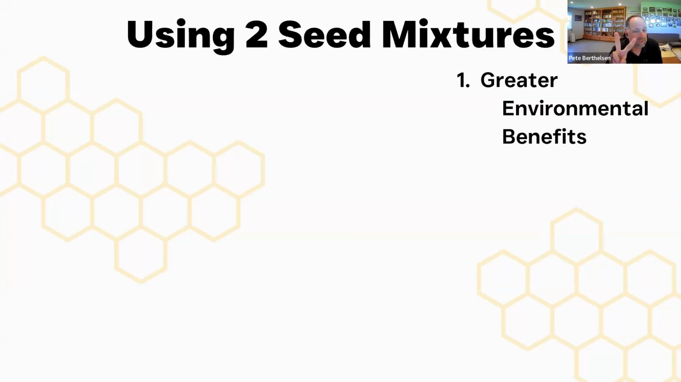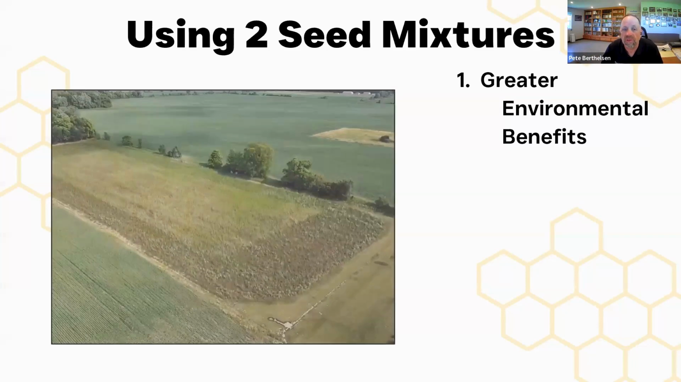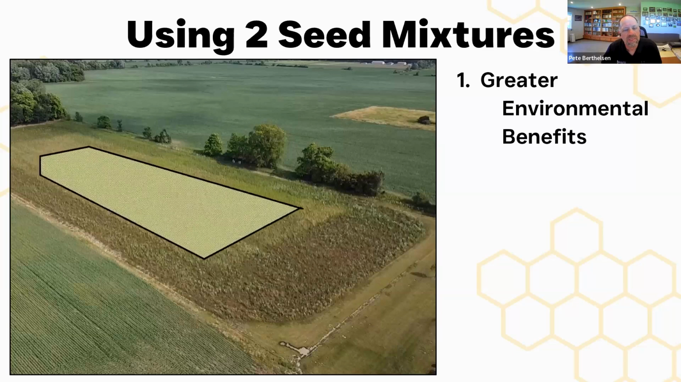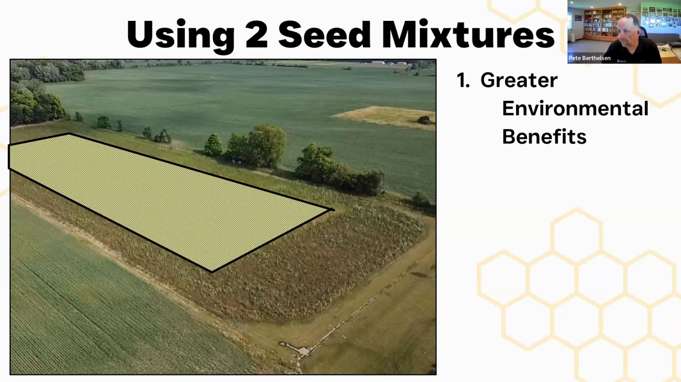All right, the next one is that we at the Bee and Butterfly Habitat Fund use 2 seed mixtures on every project that we work on. That's really unique, and one of the reasons why we do it is we think that we get much greater environmental benefits, and we're going to talk about those. Here's an example of one of our projects. This is enrolled in the Seed a Legacy program, and it was planted to 2 different seed mixtures. And if you look at this field, you can kind of see that the center of that looks a little different.